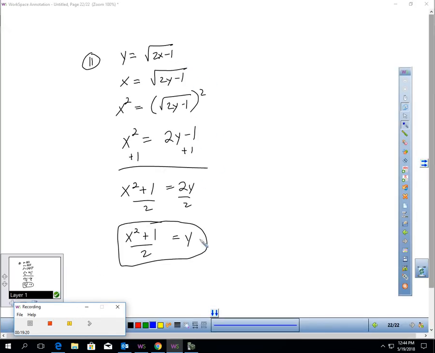And then here was my work to find the inverse. Just write the equation, replace x and y, flip them around, and now solve for y. And I probably should write this in function notation. g(x) would equal (x squared plus 1) over 2.